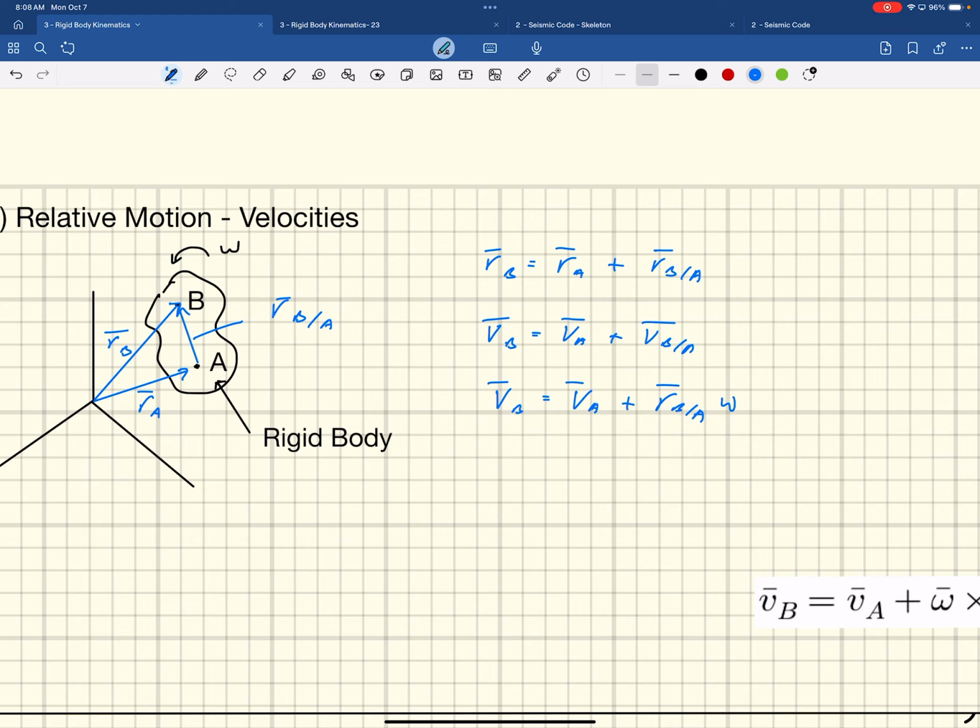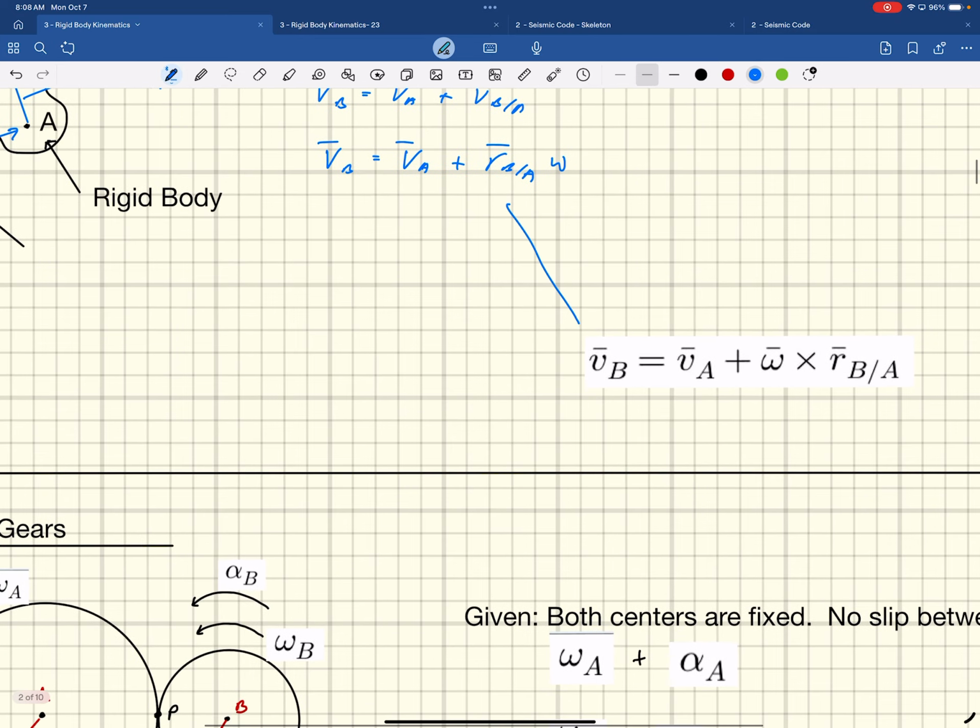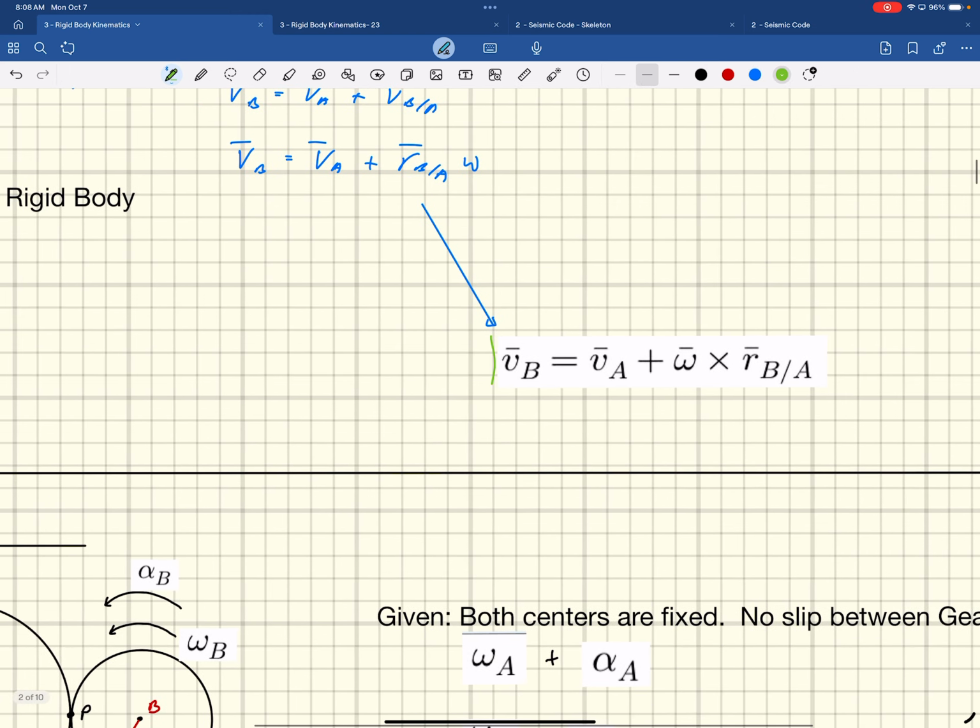In vector notation, so I mean, that's just me to get you to buy in, right? You get that, this thing is rotating around. If I go to A, B is always going to be tracing a circle about A, and so I can just do RB as seen from A times omega, and that'll tell me that velocity. In vector notation, it looks like this. This is the big equation that we're going to use. I'll highlight that with green. Okay. This is the equation that we're going to use.